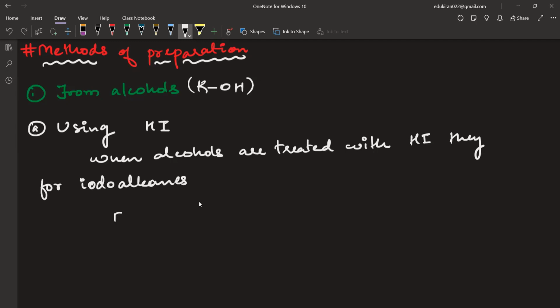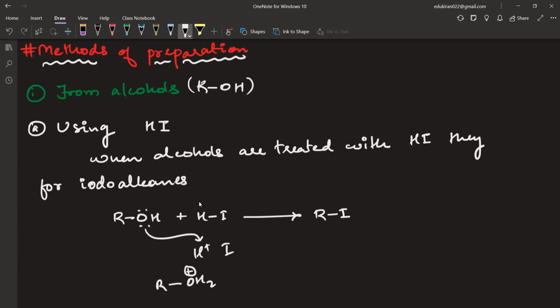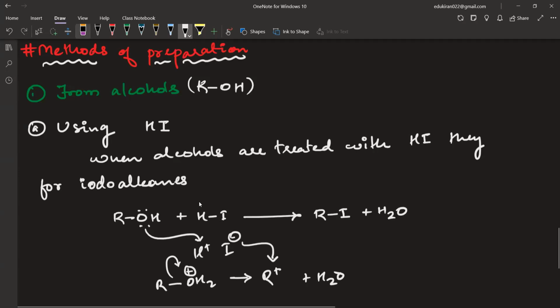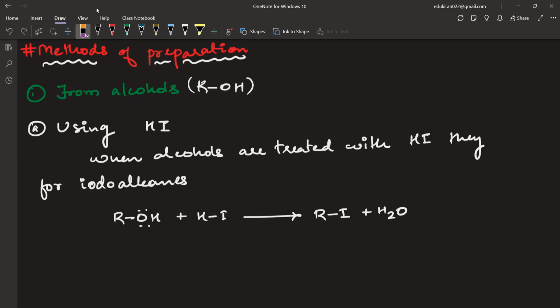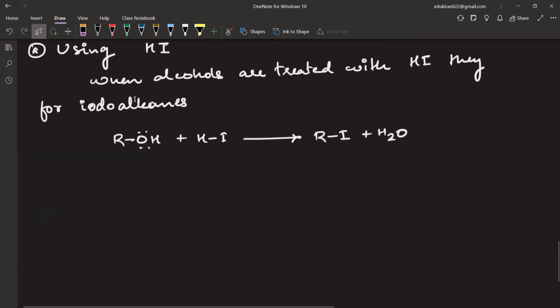So the reaction will be ROH plus HI gives RI. From HI, we get H plus and I negative. Then the OH attacks the H plus ion and it becomes ROH2 with a positive charge. This bond will break and form R positive plus H2O. Then this R positive is attacked by I negative, and you get RI plus H2O. Okay, I will write the mechanism, don't worry. Is this clear? Yes or no, please tell me. Yes.